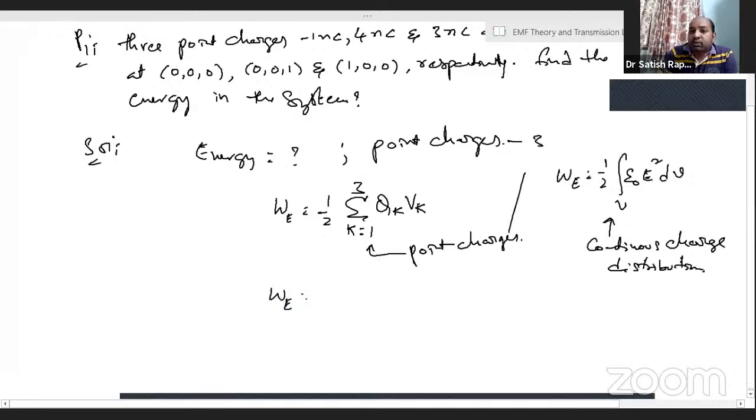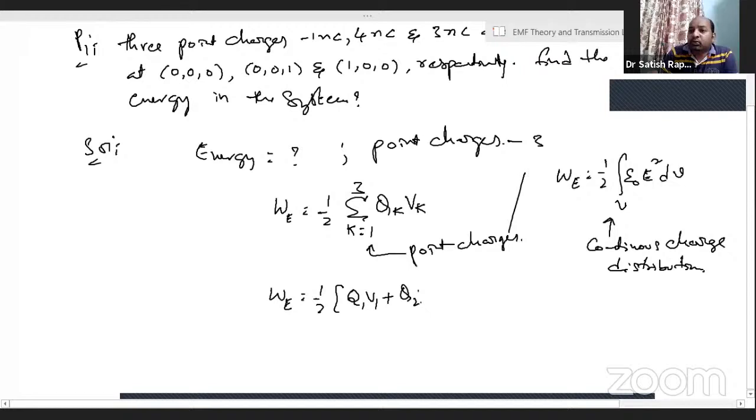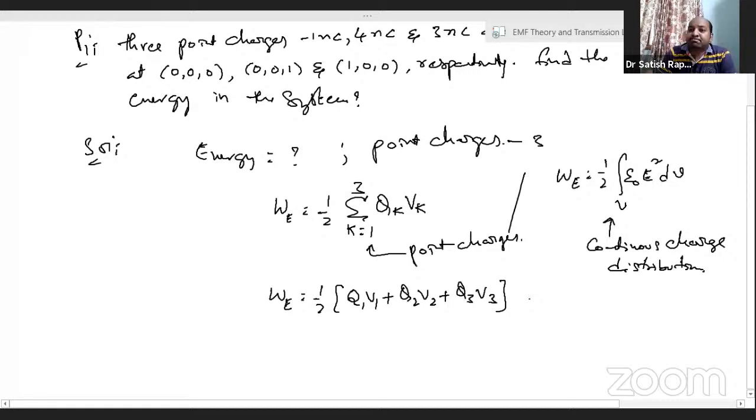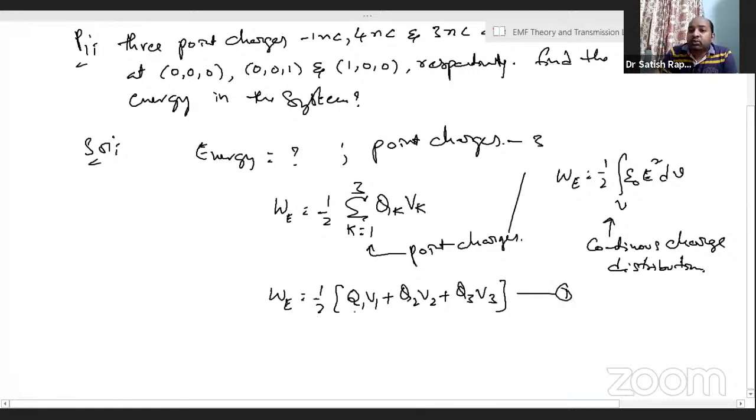So W_E is equal to half of q1 v1 plus q2 v2 plus q3 v3. Let us say this is equation 1. So q1 is given, q2 is given, q3 is given: q1 is minus 1 nanocoulomb, q2 is 4 nanocoulomb, and q3 is 3 nanocoulomb. It was given in the problem. So the only thing we have to calculate is the potentials, starting with v1.